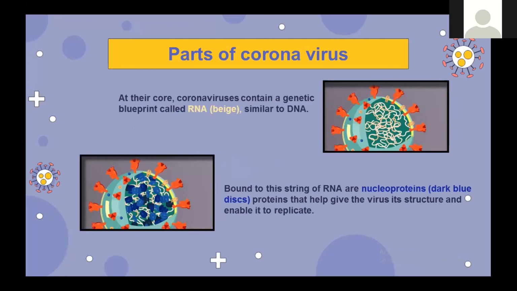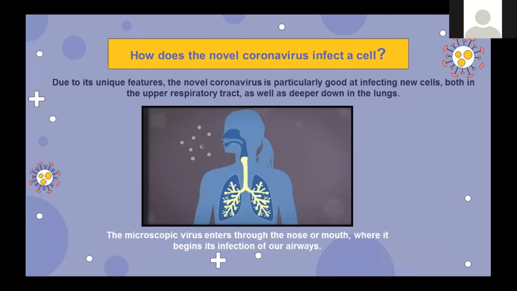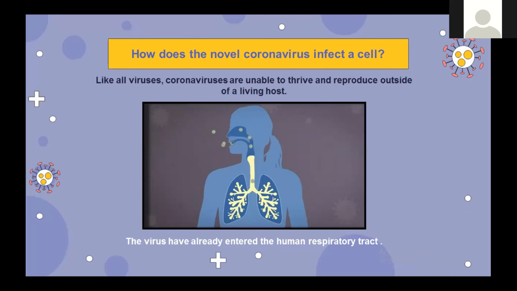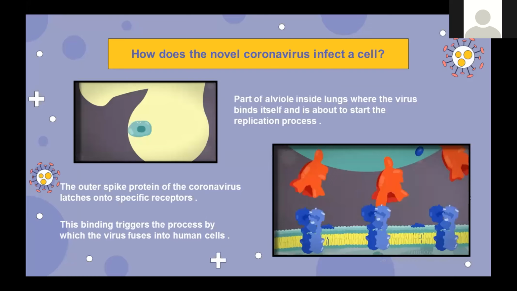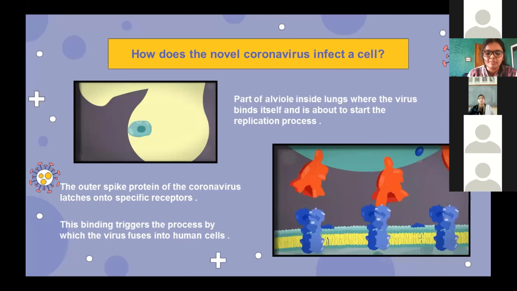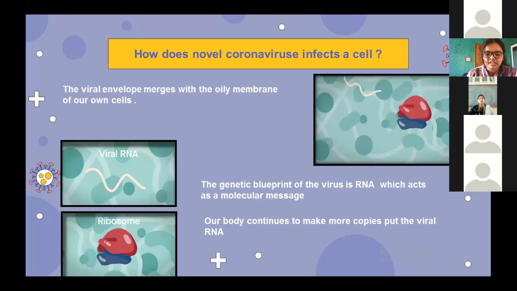Moving on to the core of the virus, the blueprint of the virus is RNA. The nucleoprotein binding the RNA helps the virus to retain its structure and enables replication. And what if we come in contact with this virus? SARS-CoV-2 is very good at infecting new cells. Entering the respiratory tract through our nasal or buccal cavity, it enters the alveoli where the spike protein binds with the human cell, where the viral envelope merges with our cells, resulting in the viral RNA entering the ribosome as molecular message and leading to the formation of more viral RNA copies.